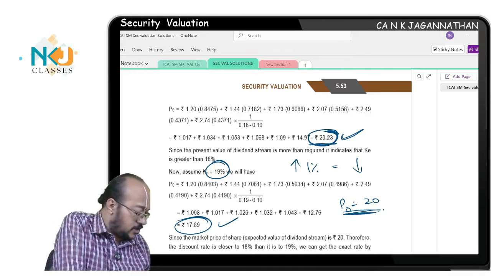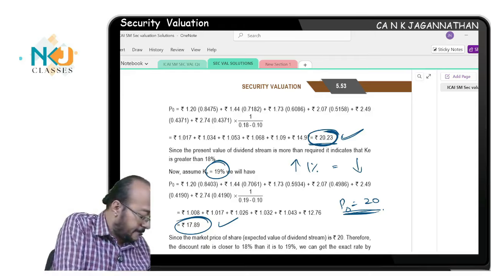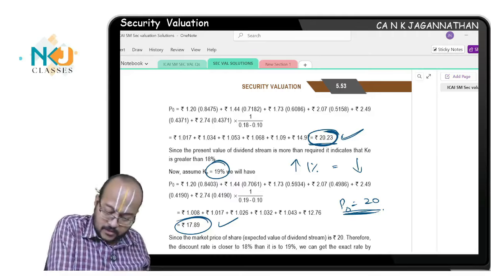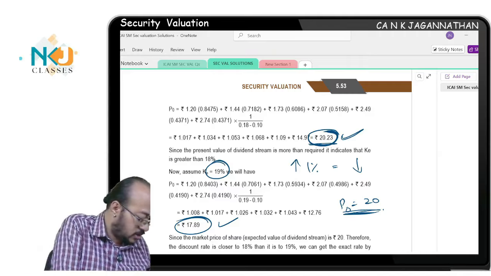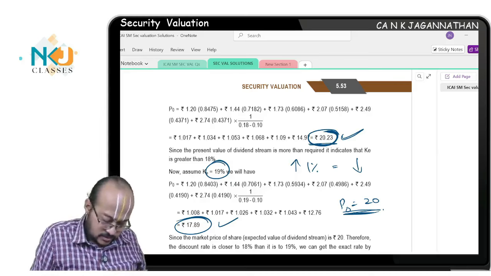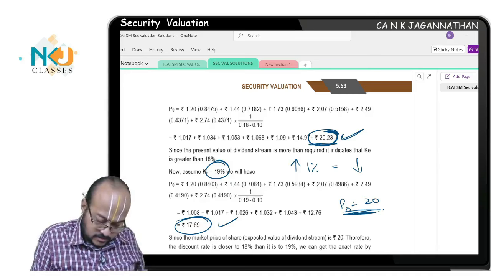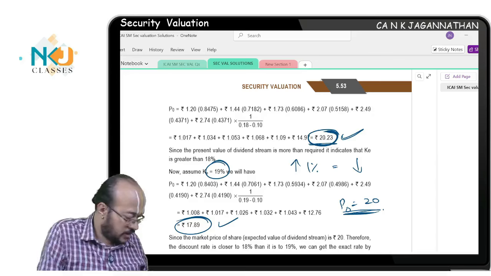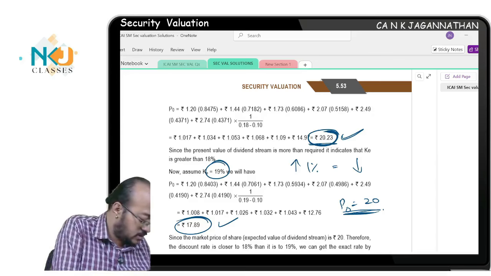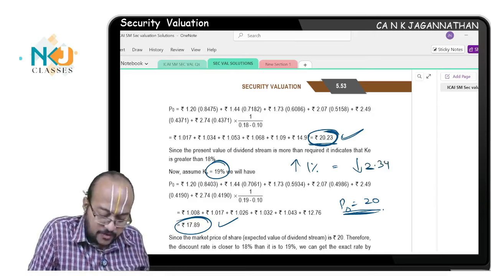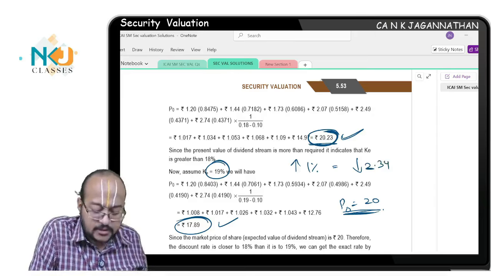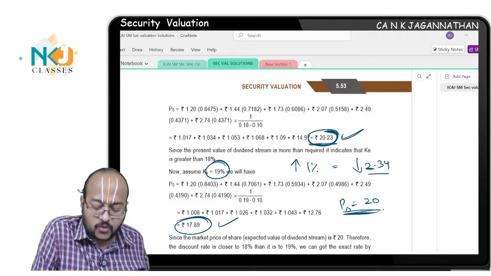One second, I'll calculate. 20.23 minus 17.89 is 2.34, which means for every 1% increase in KE, I get a value reduction of 2.34.